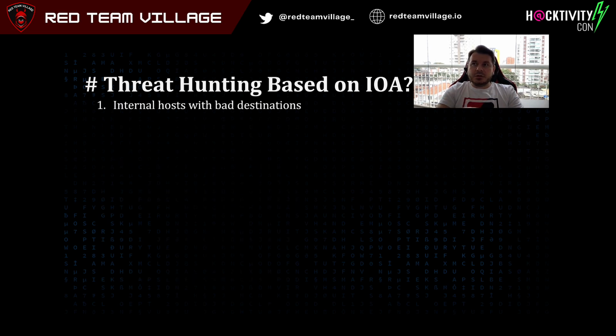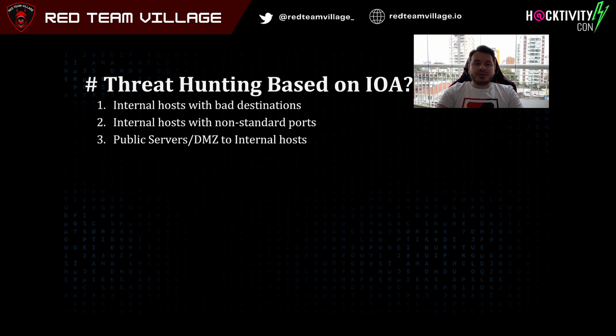And let's see some indicators. I would like to give you 10 examples, okay? Some internal hosts with a bad destination. It's pretty common to see internal hosts trying to connect to bad destinations in different countries that you don't have any business with. So why does this happen? Okay, so internal hosts using a non-standard port, it's very common too. Because again, why are these internal hosts requesting access on unknown non-standard ports? And the public server and DMZ to internal hosts, trying to connect to internal hosts if you don't have any services or processes on these different servers, okay, or malware detection.